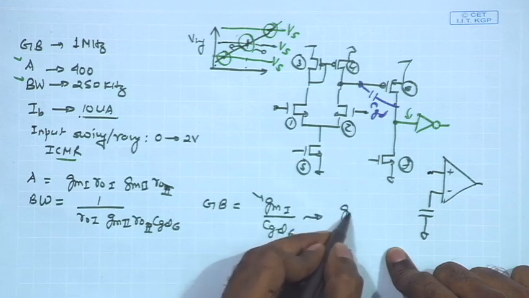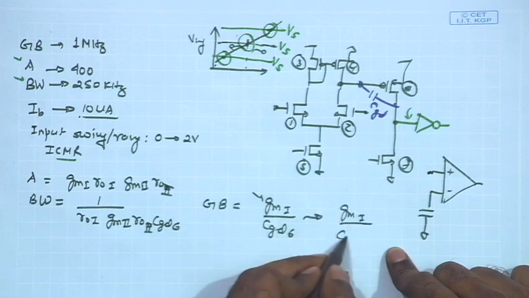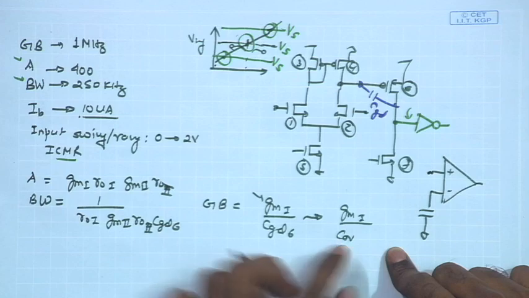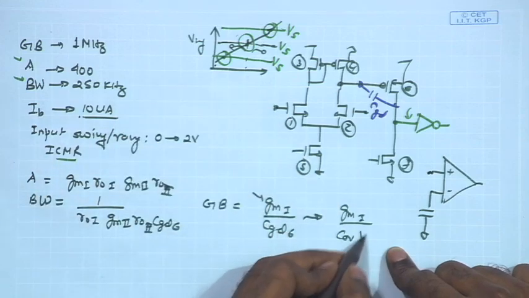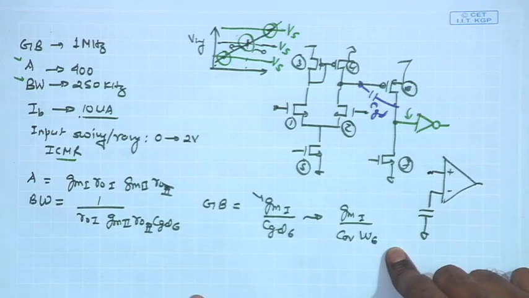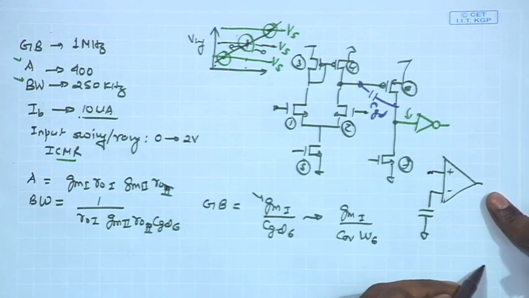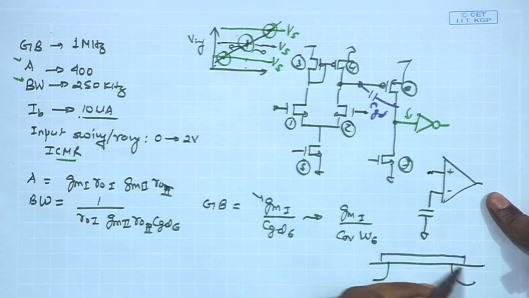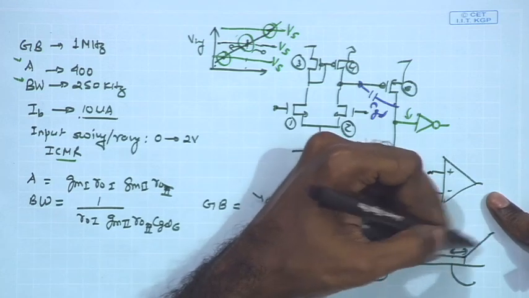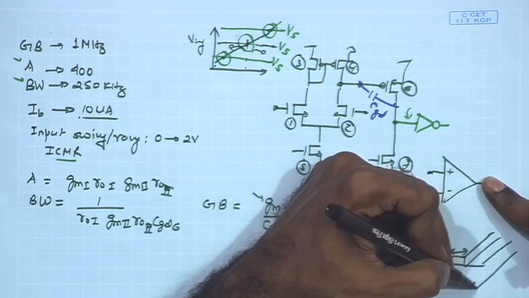Approximately, it is going to depend upon the C overlap, where C overlap is the overlap capacitance per unit width of the MOSFET times the W of M6. Remember, how does the C overlap come into picture? In the saturation region, you have the CGD coming because of the C overlap, because of the gate overlapping with the drain region.